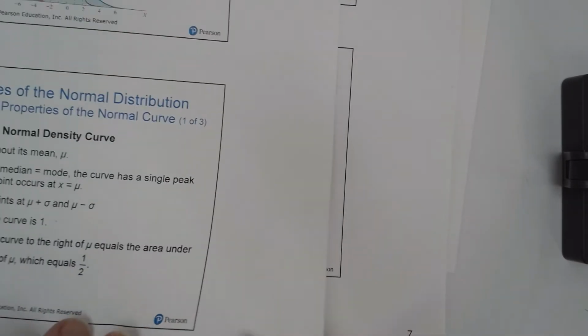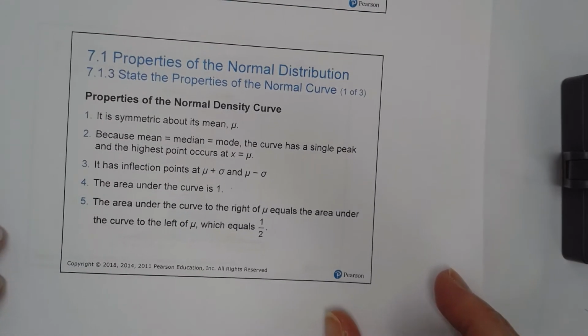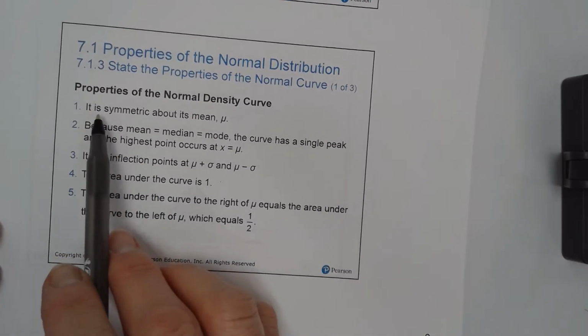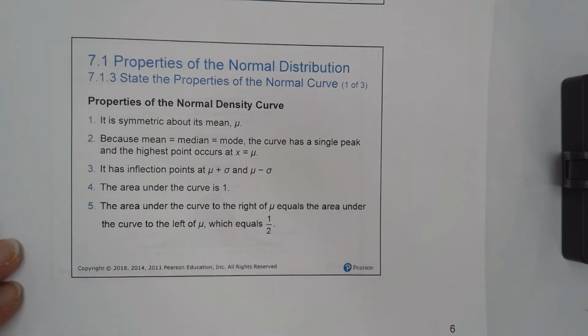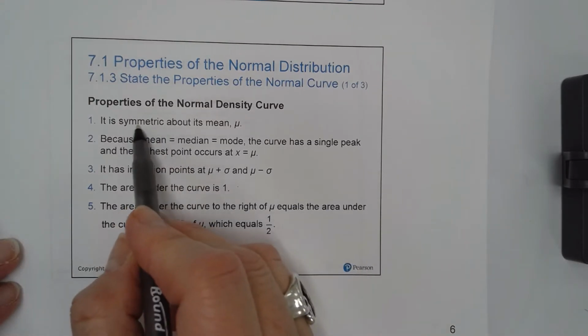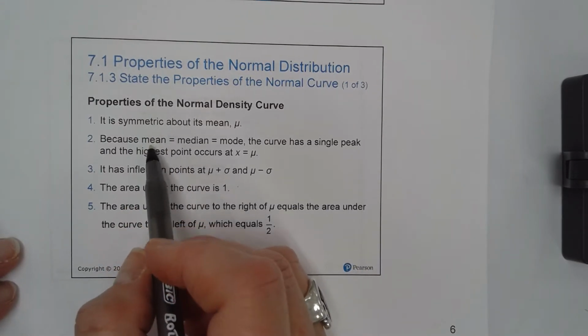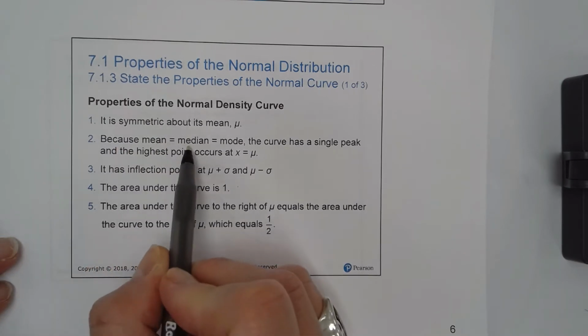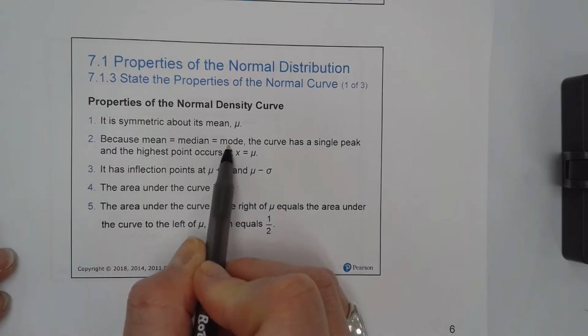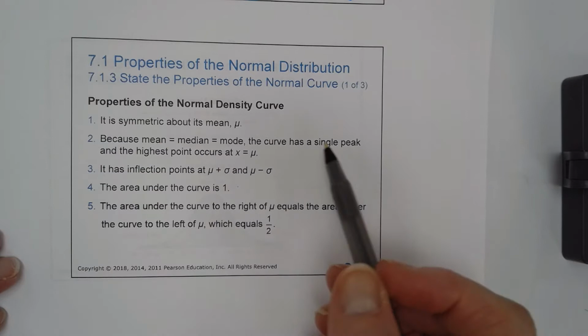Okay, so here are some properties of the normal distribution. It's symmetric about the mean. So that means the mean is in the middle and it's the same on both sides. That's what symmetric means. Because it's symmetric, the mean, the median, and the mode are all equal to each other. And we talked about that earlier in the semester too. When it's a bell-shaped curve, those three are all equal.